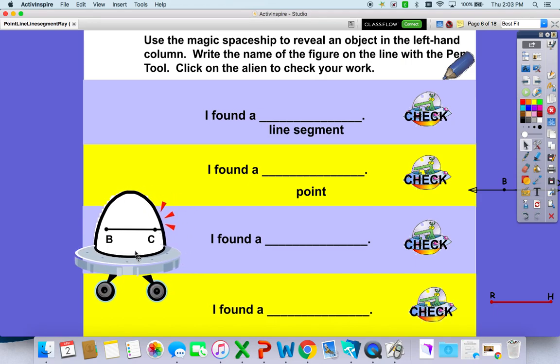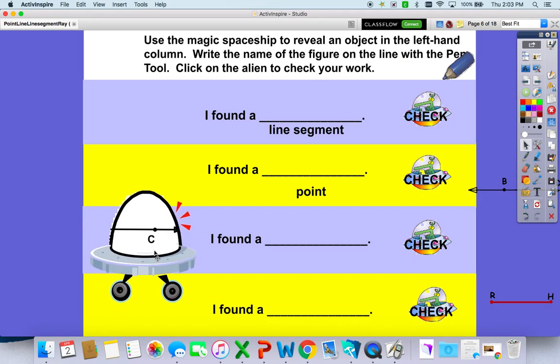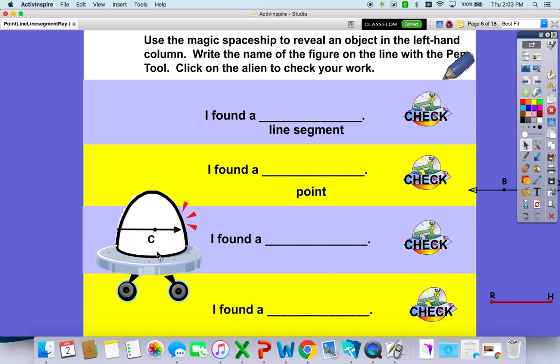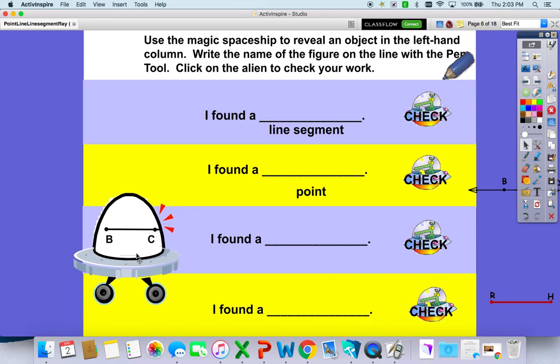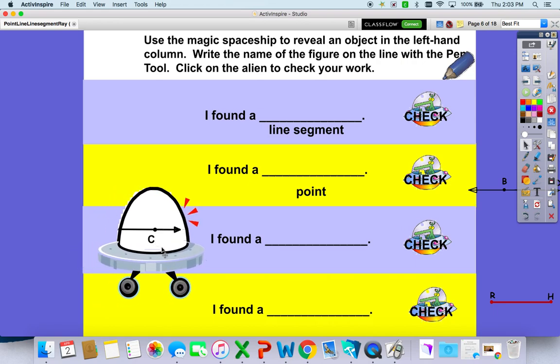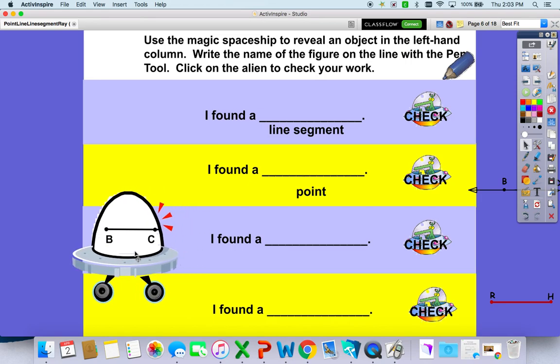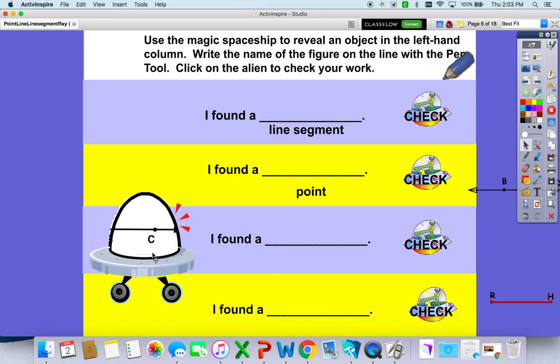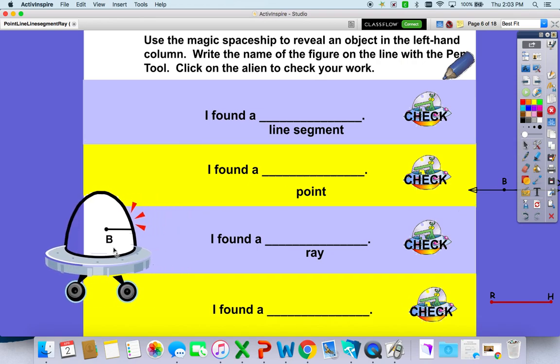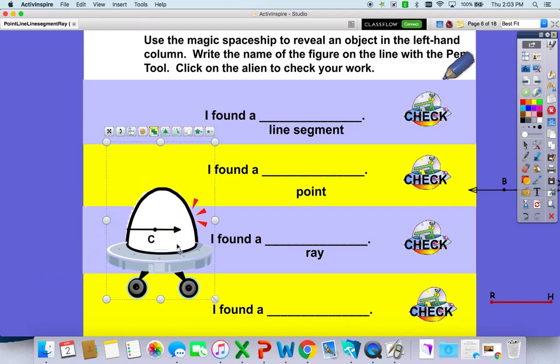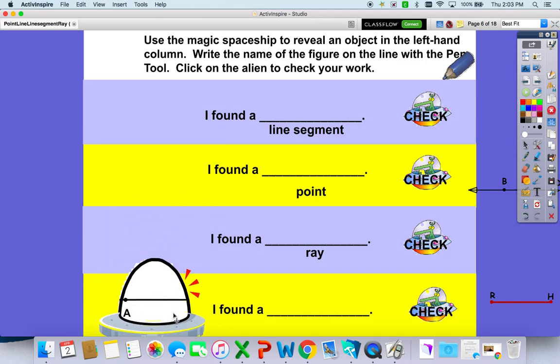Let's look at this one. I'm going to hover over it a little bit so you can see the whole thing. While I'm doing this, take a minute and turn to someone and tell them what you think this is. If you said a ray, you are correct. A ray, remember, has one end point. It begins at a point and the other side of it extends forever. Last one.